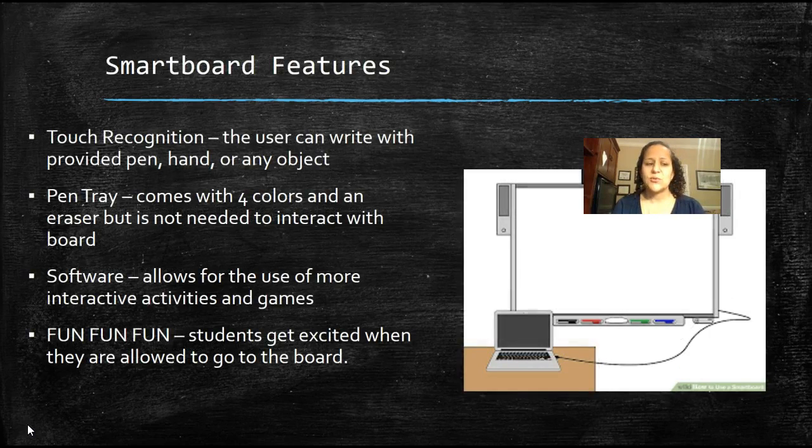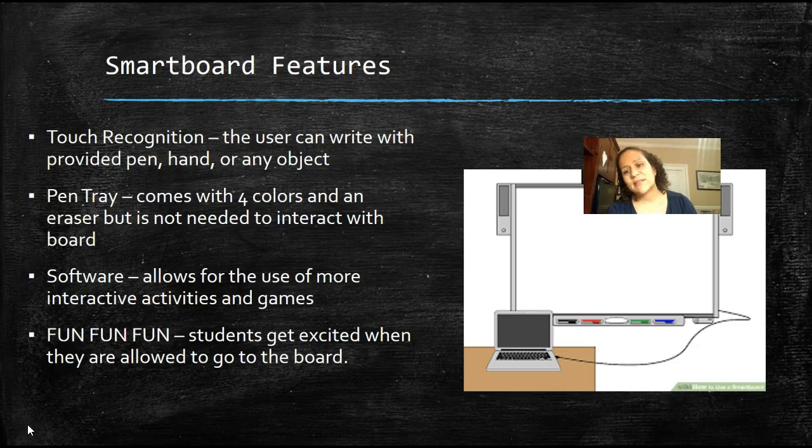Smartboard features. There's touch recognition. You can write with the pens that are provided, and the smartboard comes with a black pen, red pen, green pen, blue pen, and an eraser. But there's no reason why you need to use any of that. You can use your hands. It has a pen tray with the four colors and the eraser. It also has software. You can use that software to download games, activities, whatever you need.